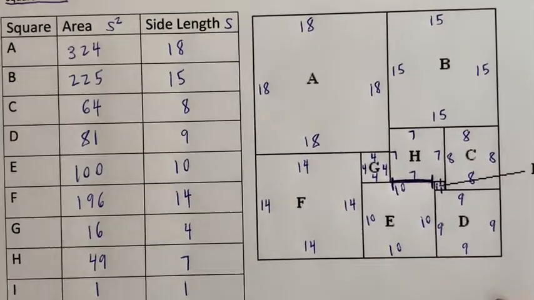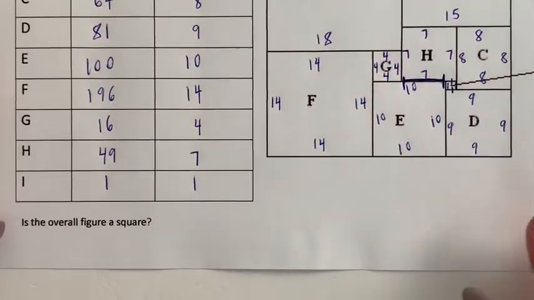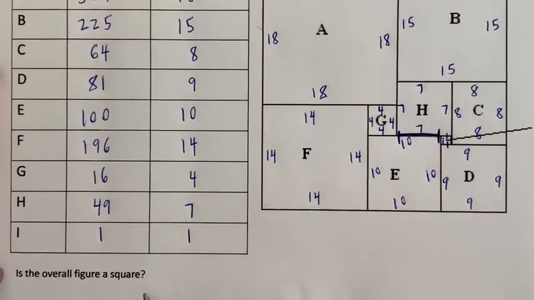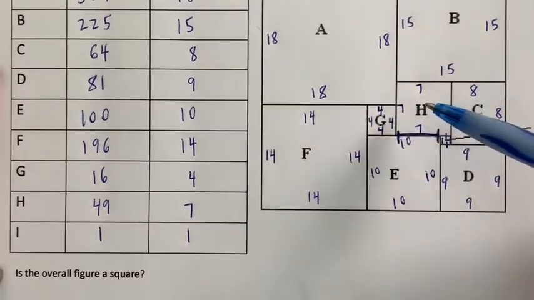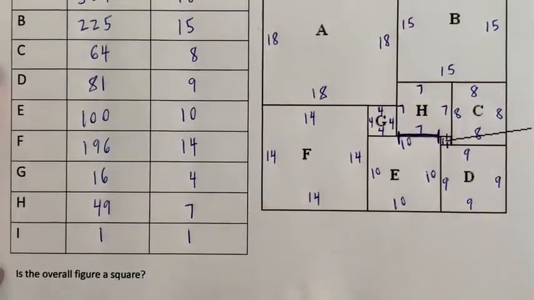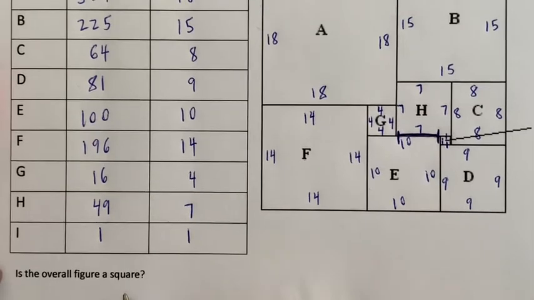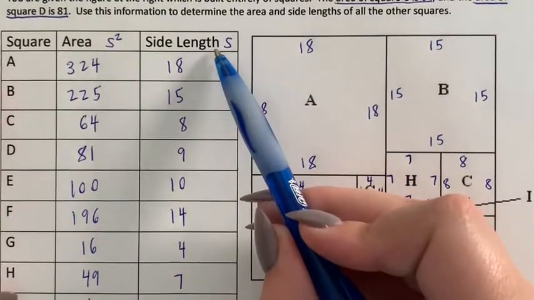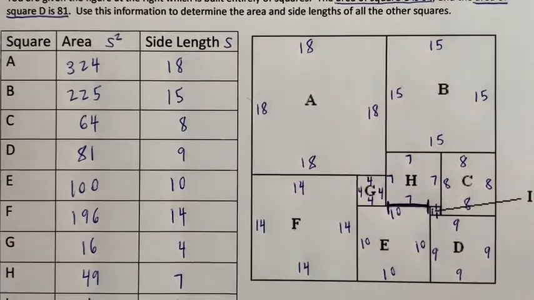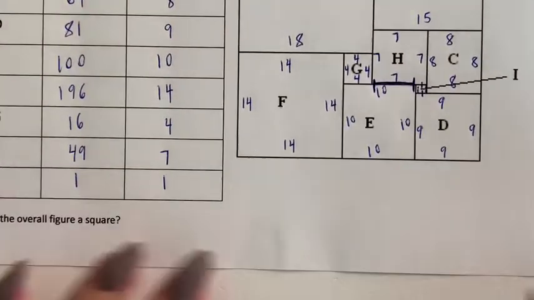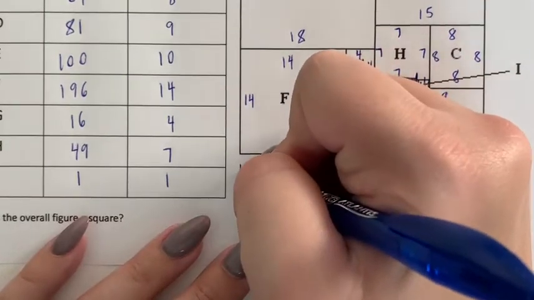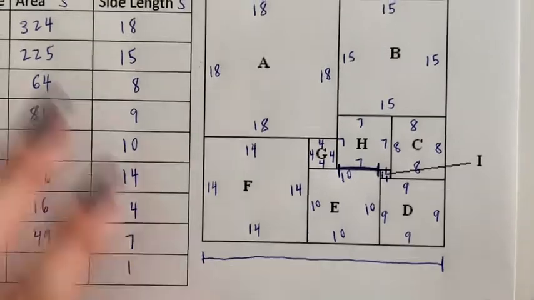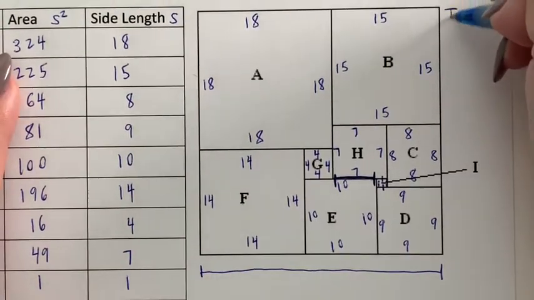Very last part of the front side of our notes says, is the overall figure a square? And in order to answer this question, we had to reason through the figure, find the side lengths, find the areas. So what must be true if the figure is a square? Well, we already said if the figure is a square, it has to have the same side lengths. So we could reference our figure and we could try to say, what is this side length measure on the bottom of the figure, and also what is this side length measure?